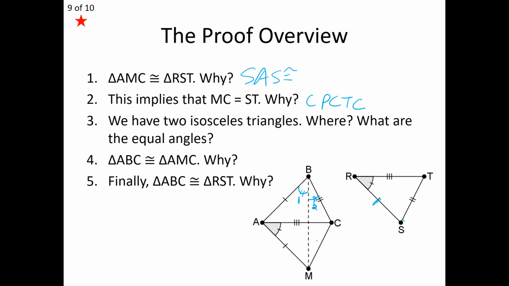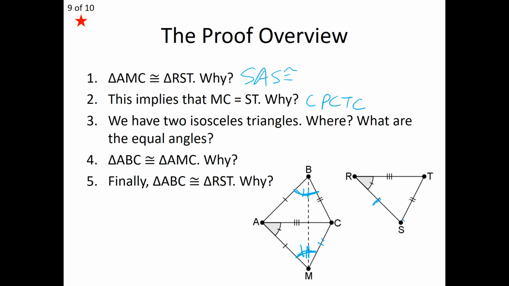So what we can then prove here is that not only do we have those base angles equal, but we can prove that the entire angle of angle B and the entire angle of angle M have to be equal to each other. So we know that these two angles here are equal to each other. That's important because now we have another pair of congruent triangles. So it comes right out of step 3 into step 4.